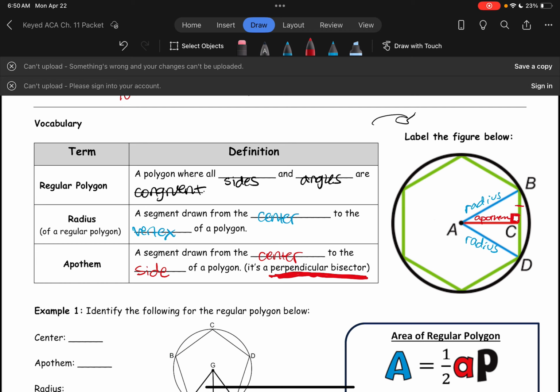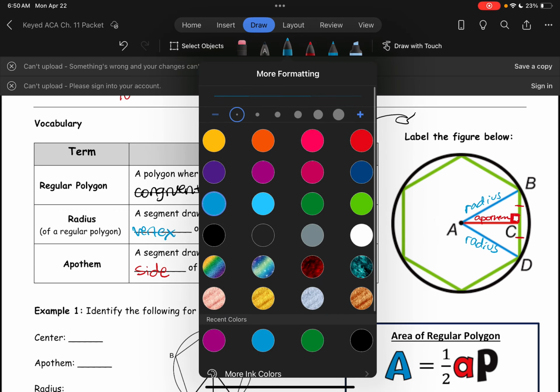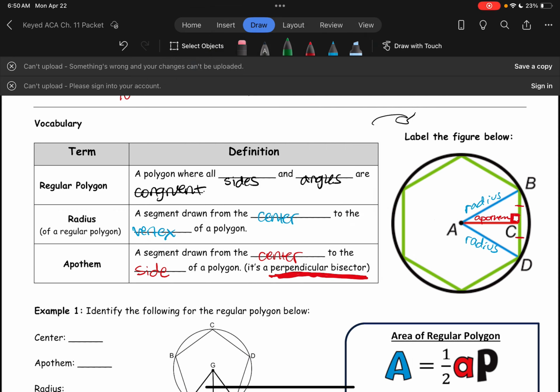So we get 2 congruent halves. And not only does it bisect the sides, but it also bisects this angle A here. So it splits this angle into 2, I'm talking about this angle right here. Splits that angle into 2 congruent halves. Okay, so again, the vocabulary we're looking at, remember the radius is from the center to the vertex. The apothem is from the center to the side. Okay, those oftentimes get confused.